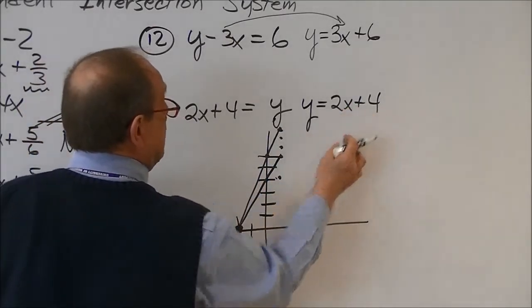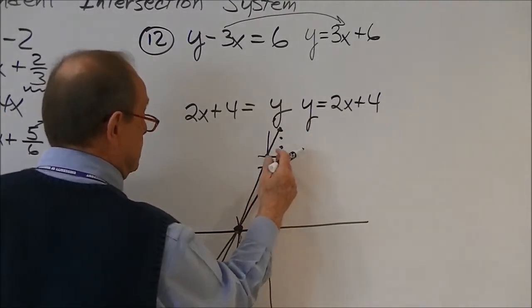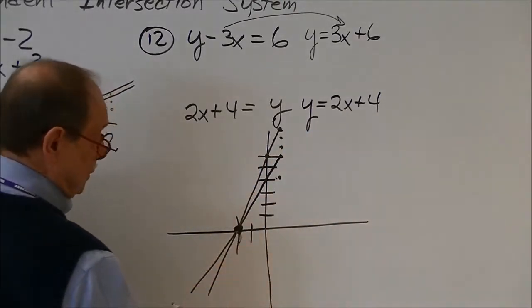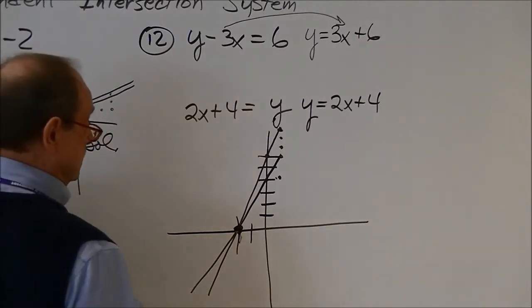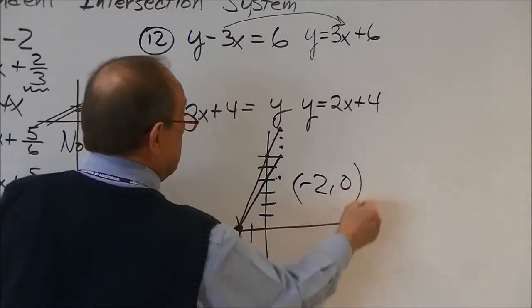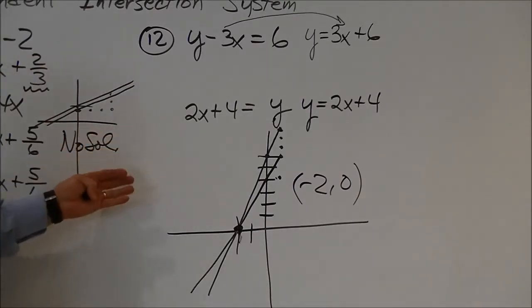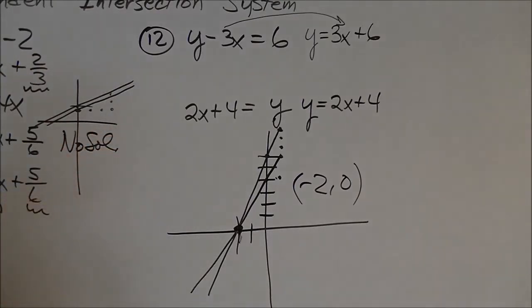And then on this one, I went to 4. Went over 1, then up 2. And when I drew the graph, and again, you need a ruler for this, they intersect at -2, 0. Again, they're using a lot of your graphing technique, and you have to be careful, and you need graph paper to solve this by graphing.